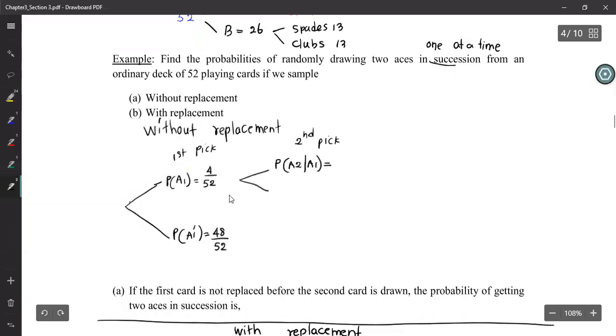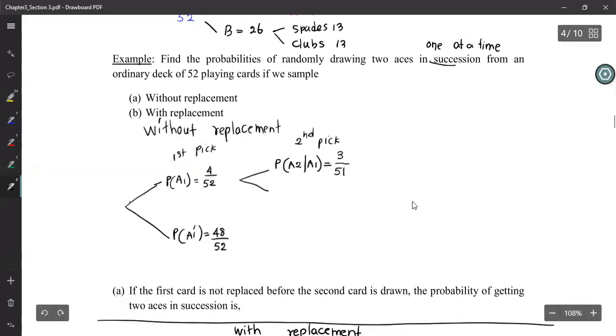Now what do you think? Are you replacing the card? No, you are not replacing the card. And the first pick was an A. See, you are in the first pick A option, right? So the first pick you got an A, and you are not going to put it back. Now, how many total cards are there in the deck now? Only 51. And how many A's are there? You picked an A in the first pick, you didn't put it back, so there are only 3 remaining. So the probability that the second is an A, knowing that the first one was also an A, will be 3 out of 51. Is that clear to all of you?